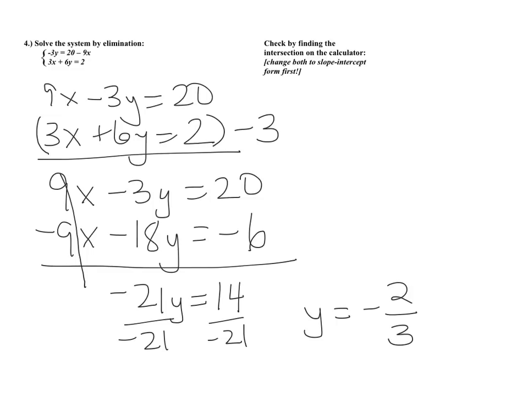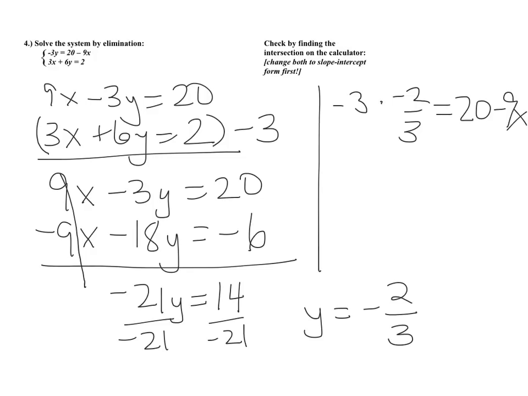So the next thing I'm going to do is take that y and plug it in for y somewhere. So I'm going to put it in the top equation. You can put it in the bottom equation if you want to. So plugging it into the top equation, I'm going to do -3 times -2/3 equals 20 minus 9x.